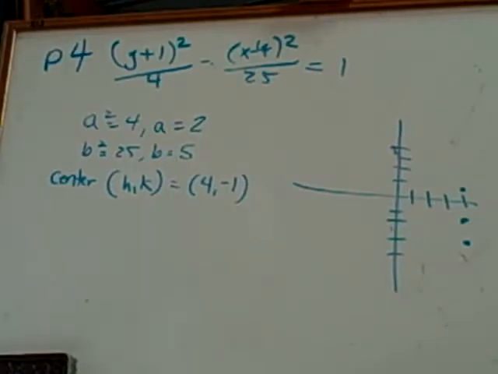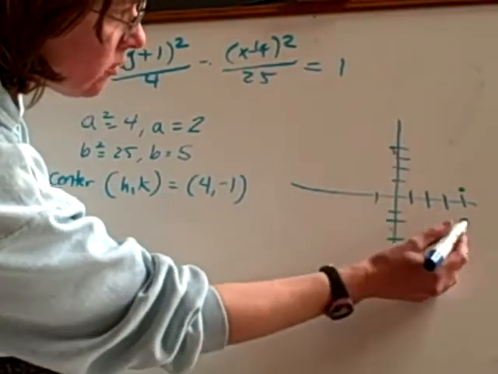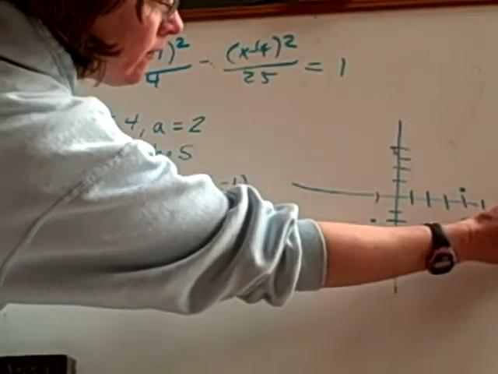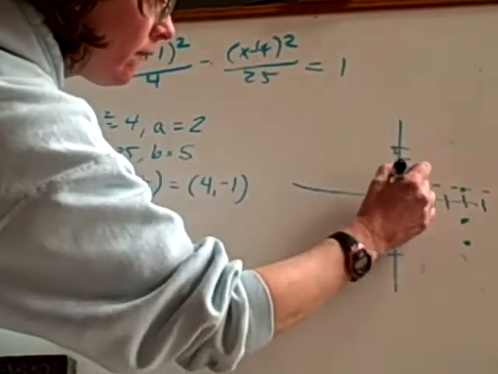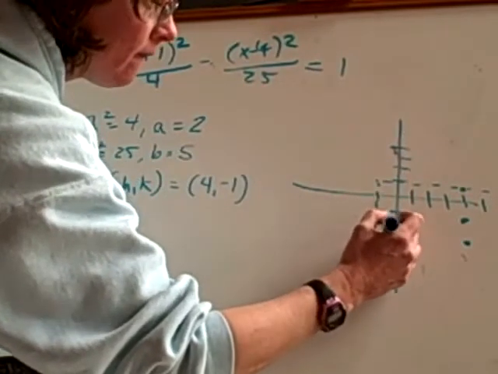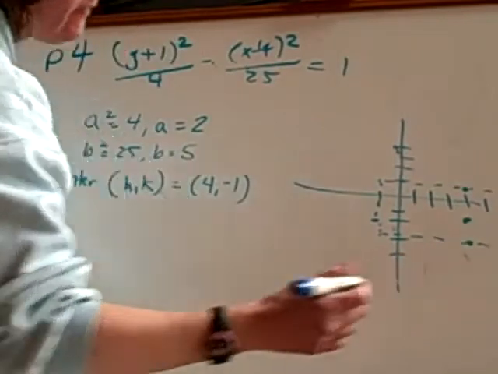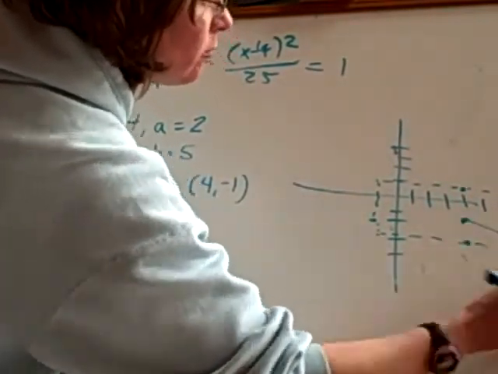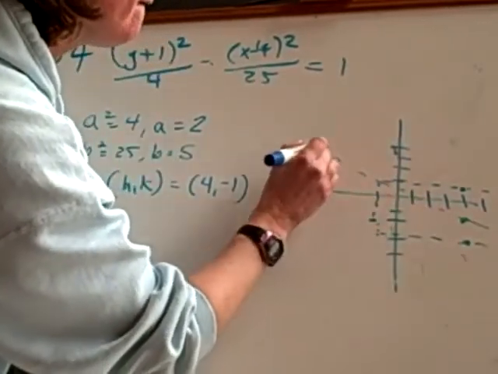But I need to find my conjugate axis, and it's going to go out 5. That's quite a bit, isn't it? So let's see, we're going to go over this way 5, and we'll go over that way 5, and I'm going to go ahead and put in my little rectangle. And I'll draw in my asymptotes, which are the diagonals of my rectangle. Make sure that you make them dotted.